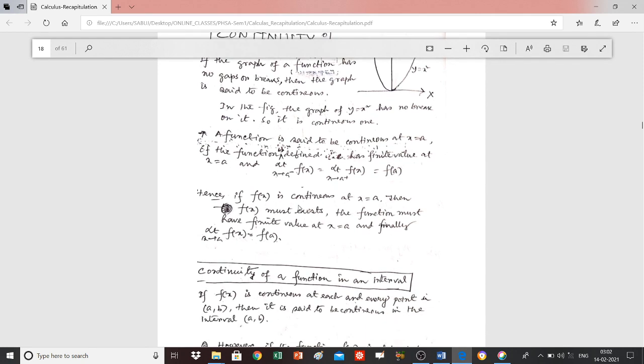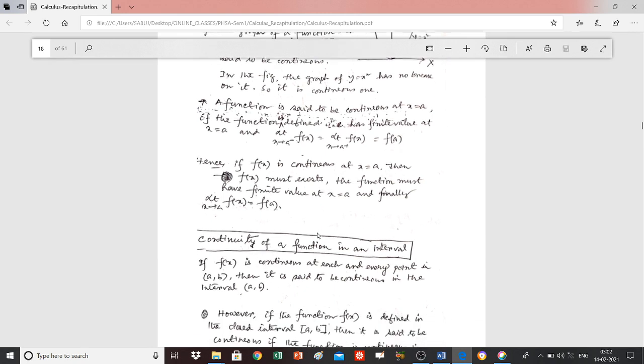Hence, if f(x) is continuous at x equal to a, then f(a) must exist. The function must have a finite value, and obviously the left-hand limit and the right-hand limit both are equal, and they have the same value as that of f(a).